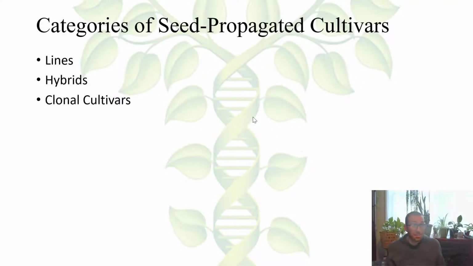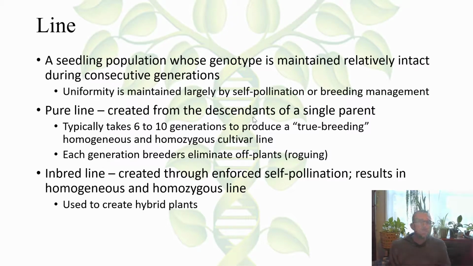So we also have a couple categories of seed propagated cultivars that you should be aware of, right? And this is now the most managed, right? When we went from wild populations to land race to heirloom, our cultivars are generally pretty highly managed. They've been bred to be specific, and we maintain that. So our line is a seedling population whose genotype is maintained relatively intact during consecutive generations, right? And we maintain this largely by self-pollination, if they are capable of self-pollination, or that breeding management that we looked at, right? Isolation, whether physical isolation or sexual isolation.